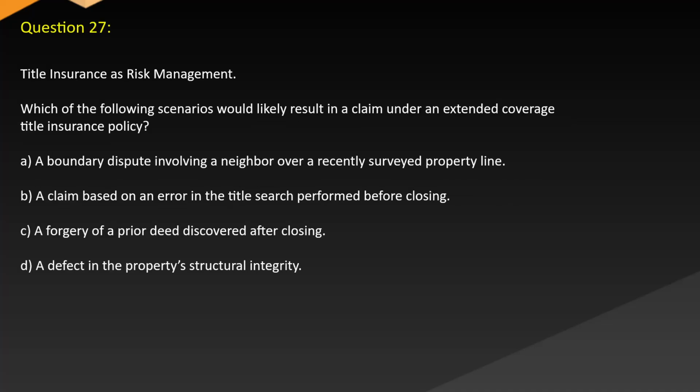Question 27. Title insurance as risk management. Which of the following scenarios would likely result in a claim under an extended coverage title insurance policy? A. A boundary dispute involving a neighbor over a recently surveyed property line. B. A claim based on an error in the title search performed before closing. C. A forgery of a prior deed discovered after closing. D. A defect in the property's structural integrity.